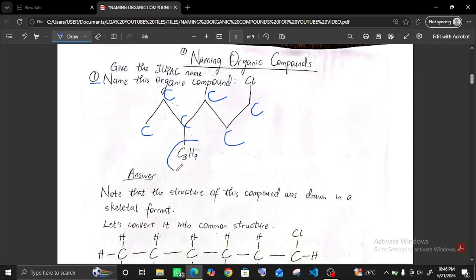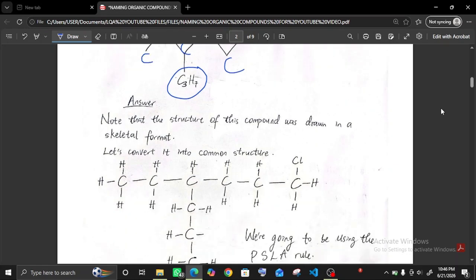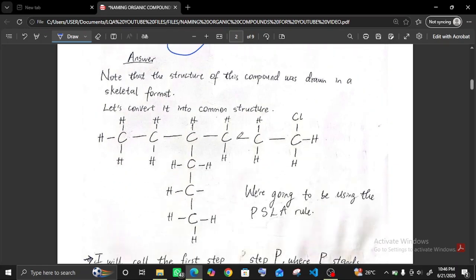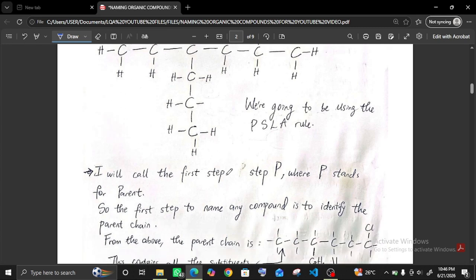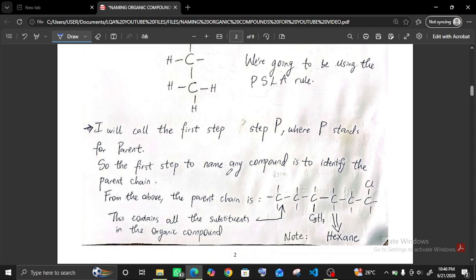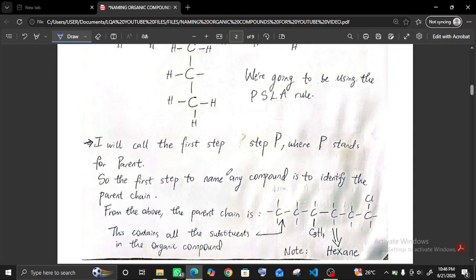And this is a substituent, and this is a substituent. Substituents are simply elements or compounds that are added to the parent chain. After drawing the compound in common structure, we are going to be using the PSLA rule. I'll call the first step step P. P stands for parent. So the first step is to identify the parent chain.